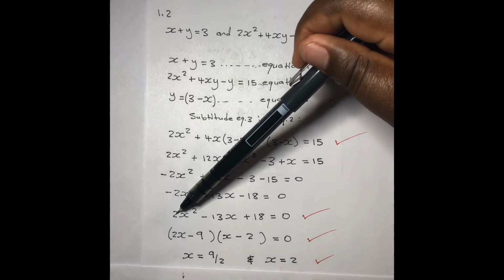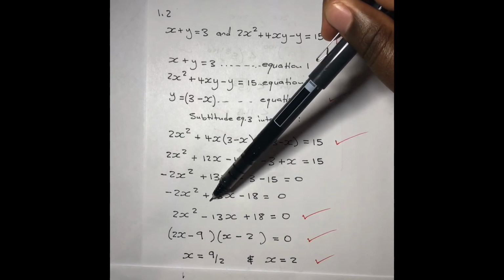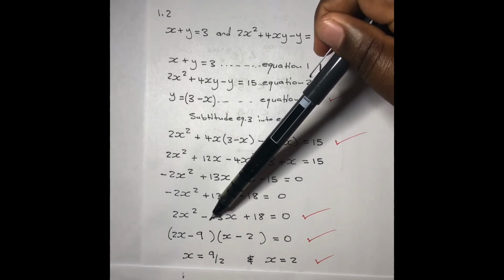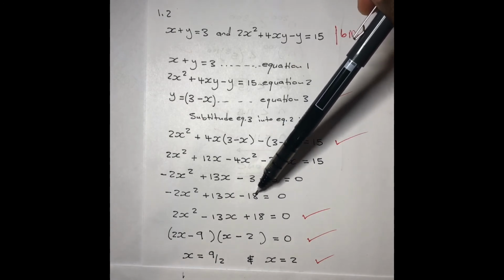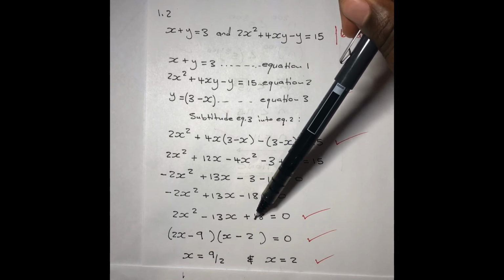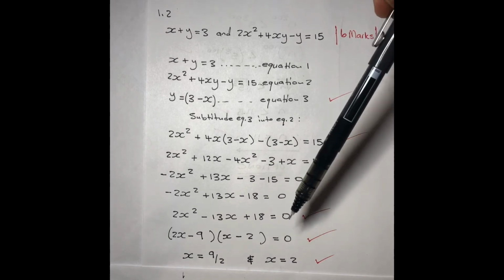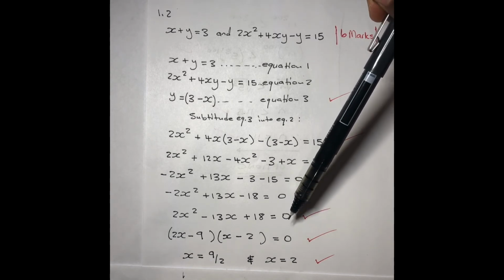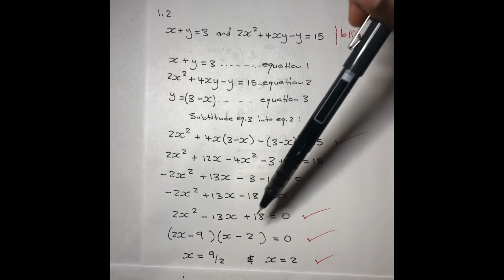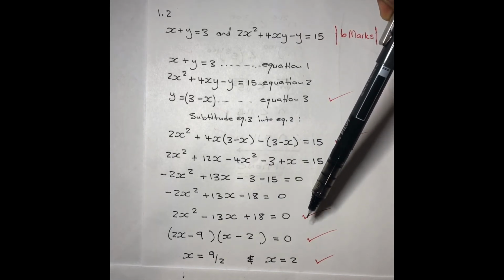So now you've got 2x squared minus 13x, you change the sign from negative to positive at the front, and minus 18 becomes plus 18, equal to 0. When it comes to 0, you don't need to write negative 0, because negative 0 is the same as 0. So you've got your equation in standard form, and now you can easily factorize.